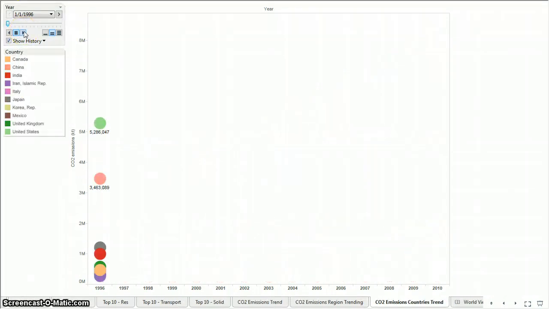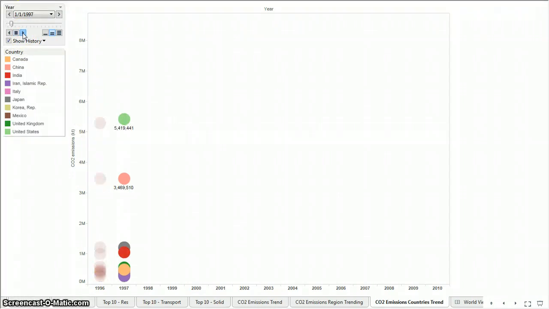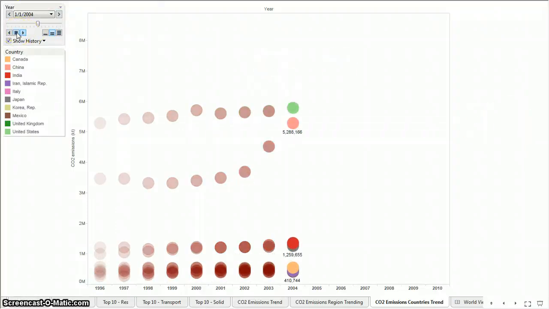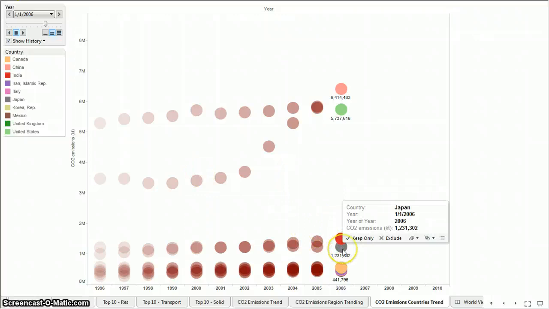CO2 emissions countries trend. This graph shows how CO2 emissions are moving for the top 10 countries. In 1996, United States was the highest contributor. In 2006, China overtook United States. And India took over Japan in CO2 emissions.